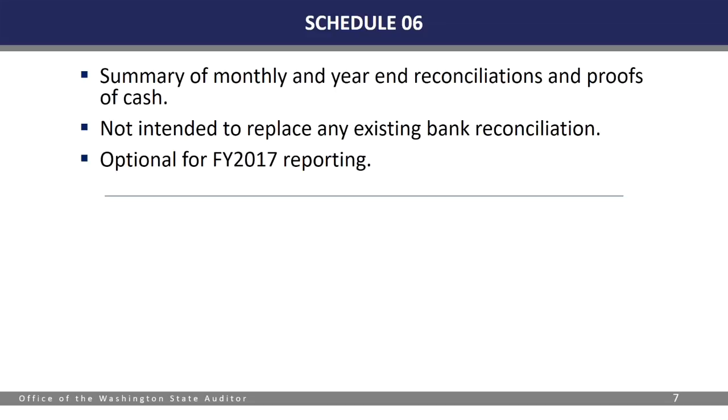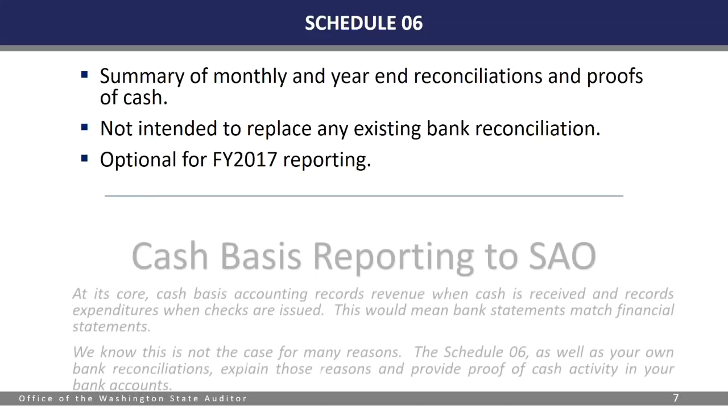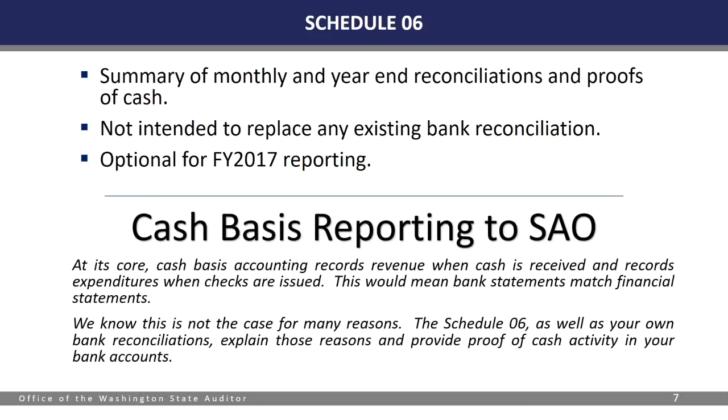Well, the cash basis of reporting as prescribed in BARS requires all revenues to be recorded when received and expenditures to be recorded when issued and paid. So what this means at its core is that revenues are recognized when received by cash and expenditures are recognized when cash is disbursed. That would mean, if you boil that down and put it in the simplest form, that bank activity would match financial statement activity. It sounds easy, right? Well, not really, because we all know that there are some things that hit your bank accounts which aren't revenues at all.